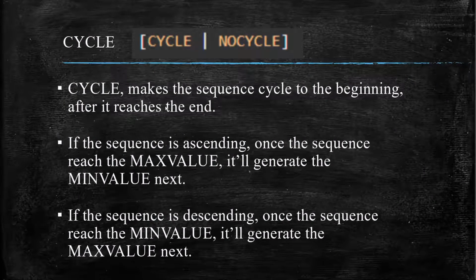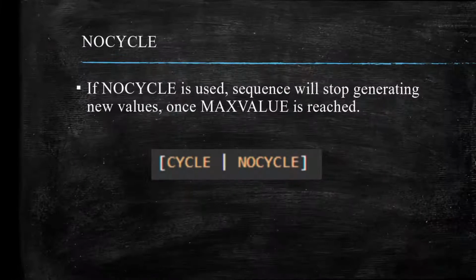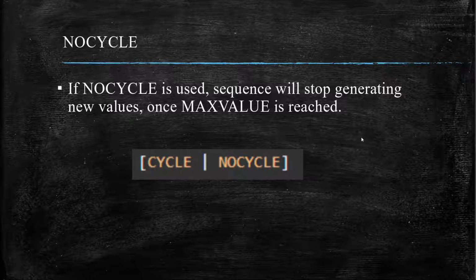One other thing that we should specify is whether you want the sequence to cycle or not. If you want it to, then once the sequence reaches the maximum value, it will generate the minimum value next, which means that once it reaches the last element, it's gonna start from the beginning. Just the same, if the sequence is descending, once it reaches the minimum value, it will generate the maximum value next. If we don't want the sequence to cycle, we can use no cycle instead.